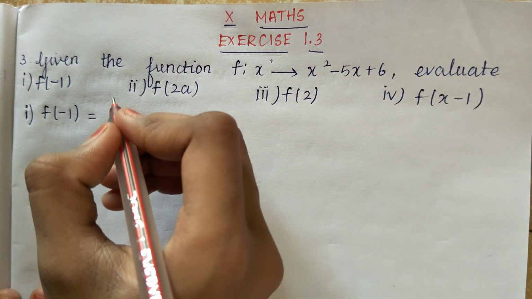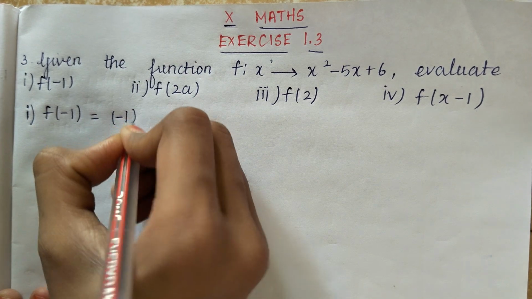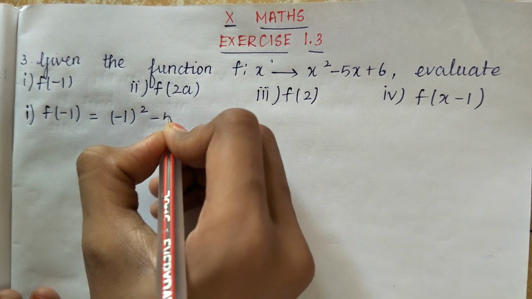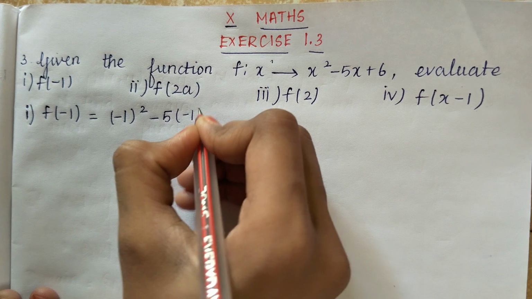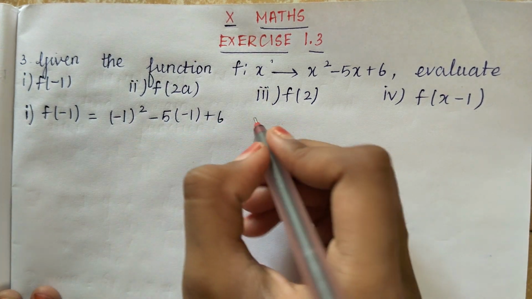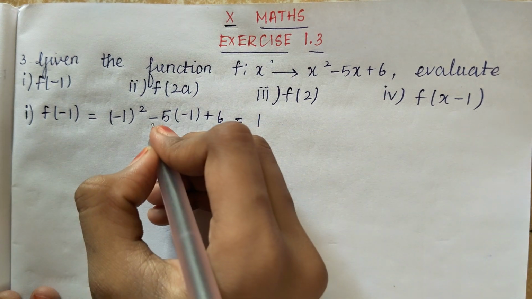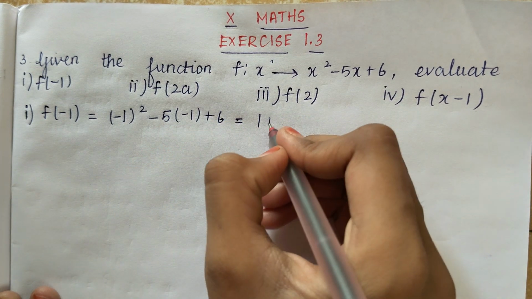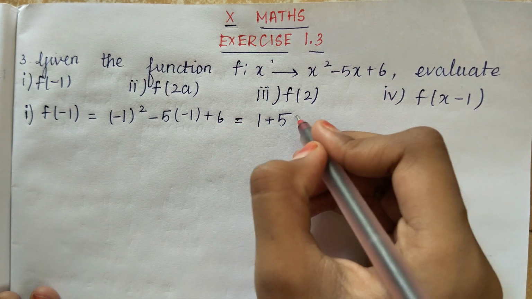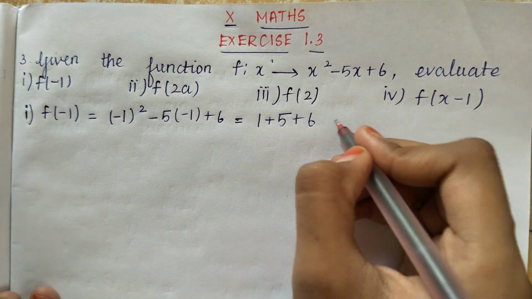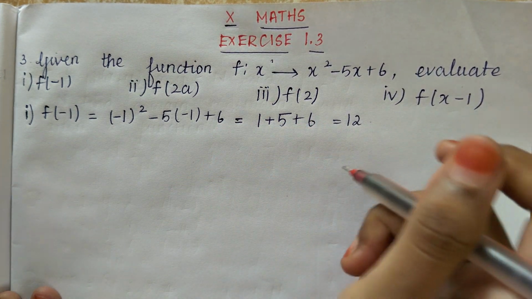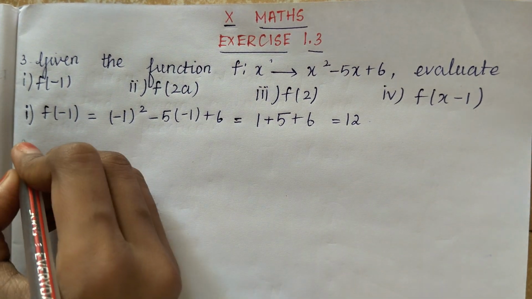இங்கே minus 1 substitute பண்ணுறோம் அவ்வளோதான். minus 1 square plus minus 5 into minus 1 plus 6. So that is minus 1 square 1, minus 5 into minus 1 plus 5, then plus 6. So 1 plus 5 plus 6, 12. So f of minus 1 is 12.